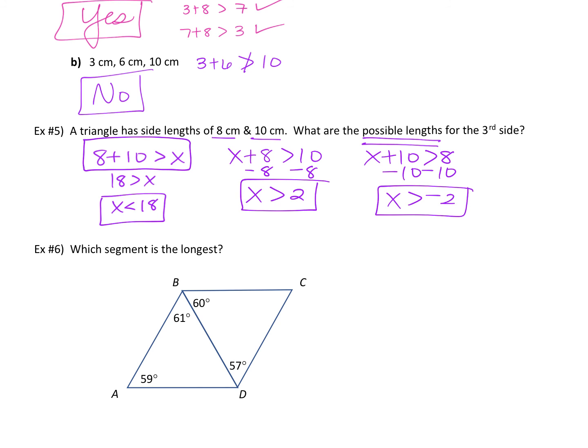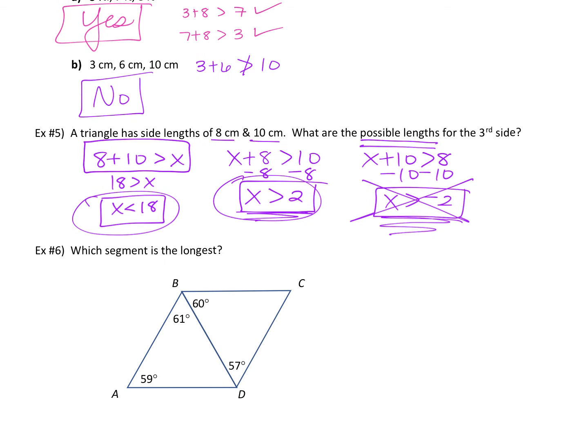Here's the way you can tell. A negative doesn't make sense because you cannot have a negative side length of a triangle. And if it has to be greater than 2, it's going to be greater than negative 2. So get rid of the negative one. The one you're left with will be your range. So if we wanted to set it up as one thing, we would say 2 is less than x, which is less than 18. Okay?